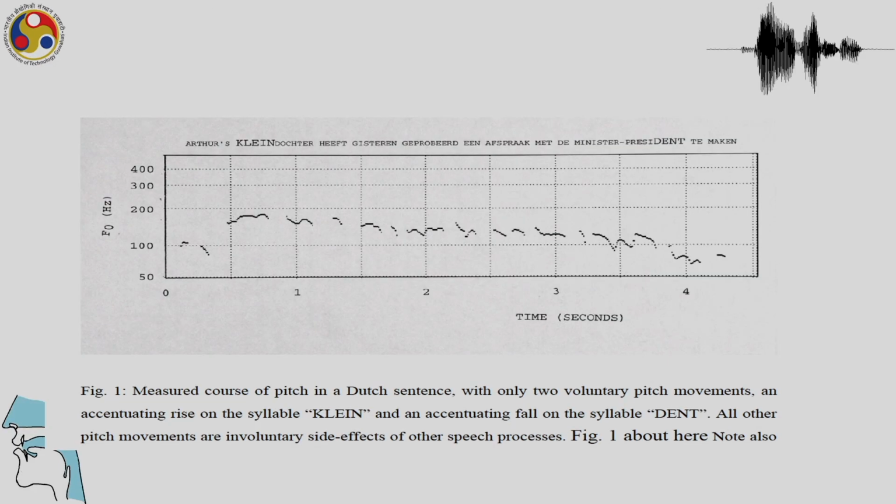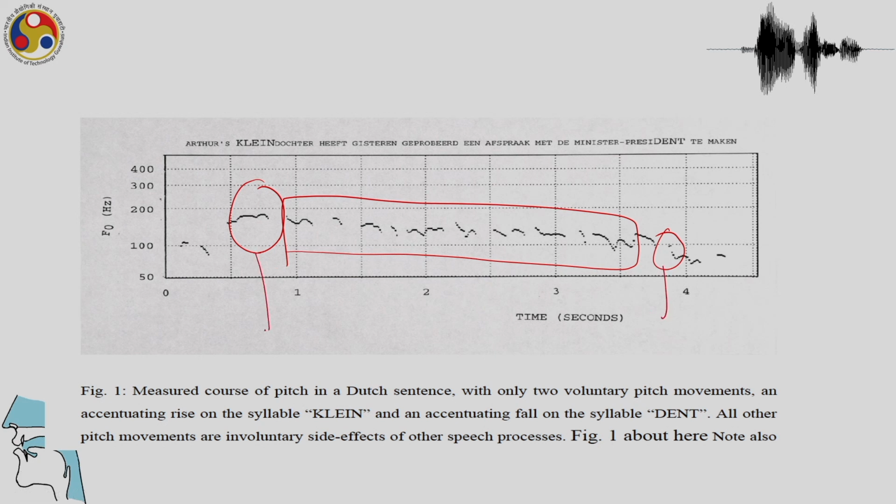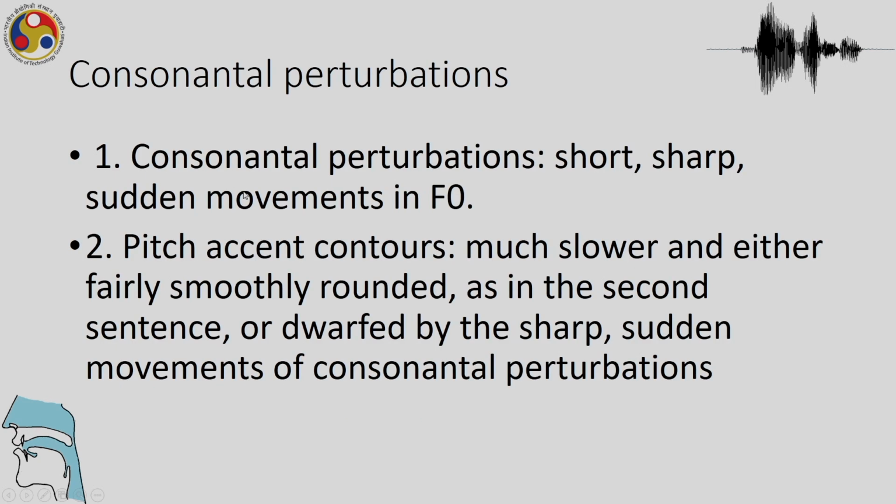What you see here is the measured course of pitch in a Dutch sentence with only two voluntary pitch movements: an accentuating rise on the syllable klein, and then an accentuating fall on dent. All the others, all these changes here, are involuntary changes. Only these two are controlled by the speaker. Why is this so, and what is the perceptual bearing of these kinds of changes, is what we are going to talk about in the rest of the lecture.